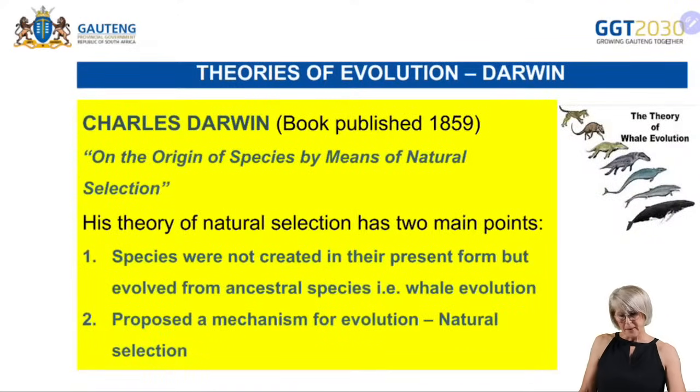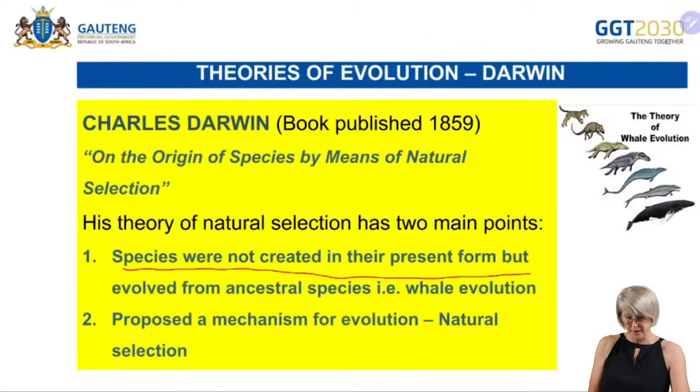All right, now the second theorist that we learn about is Charles Darwin. He also worked in the 1800s, but a little bit later than Lamarck. He based his theory on observations when he traveled around the world, and he then postulated the theory of natural selection. His theory basically has two main points. First of all, that species were not created in their present form. As we said earlier, they evolved from ancestral species.